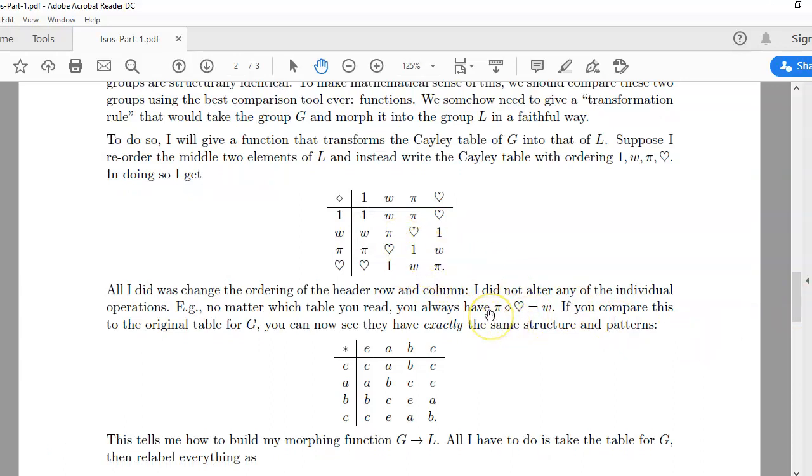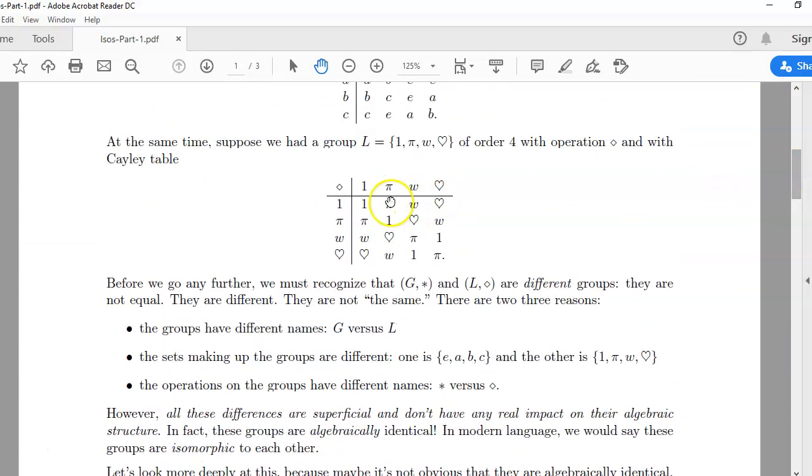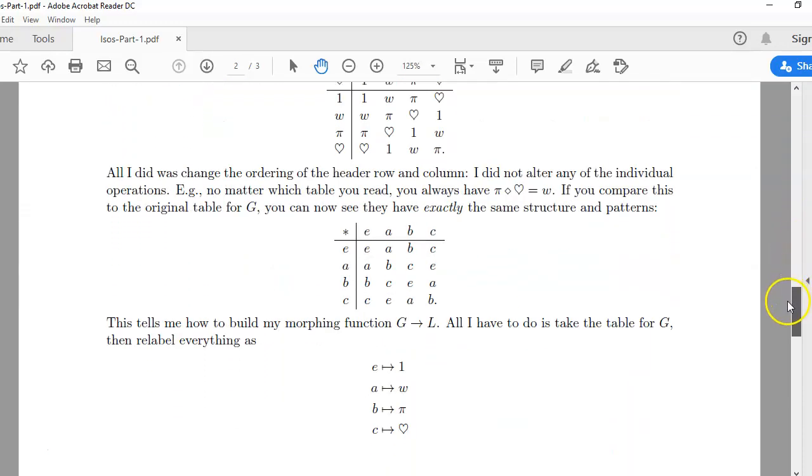In both versions of the table, both before and after I reordered them, I still had pi operate heart is W. Here, pi operate heart is W when I reordered it. In my original table for L, pi operate heart was still W. I didn't change any of the operation. I just changed how it was displayed in the table.